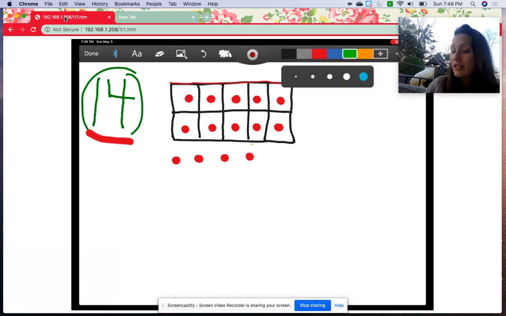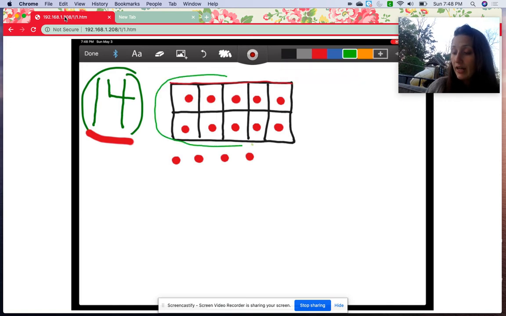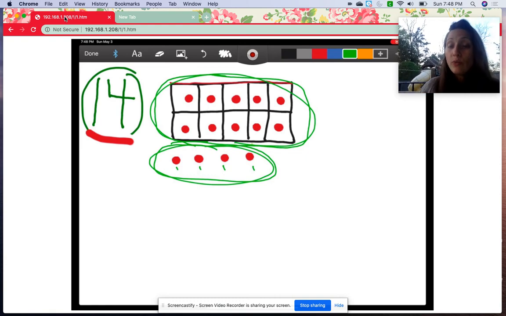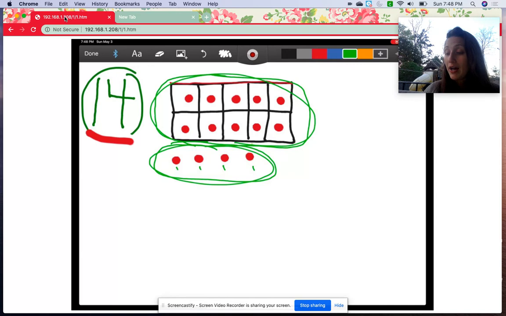Now let me just quickly show you that these 14 counters have 2 parts. This tens frame has 10 counters. And then I have these separate counters down here, which don't have 10. Let's count. 1, 2, 3, 4. So I have 2 parts. I have this 10 here and then 4 more. You're going to need that information when it's time to make the number bond.